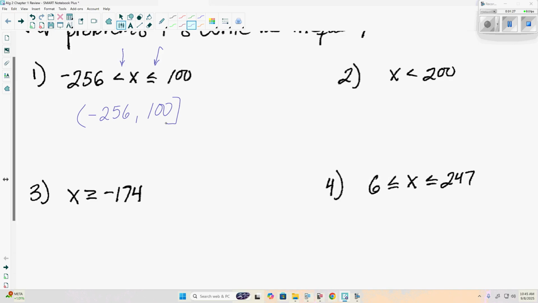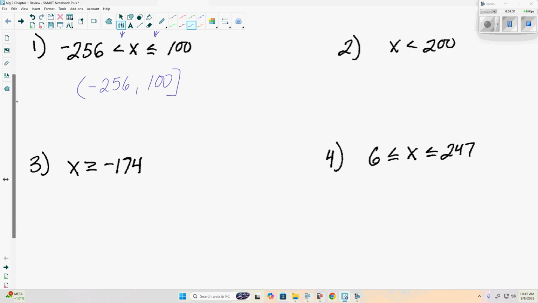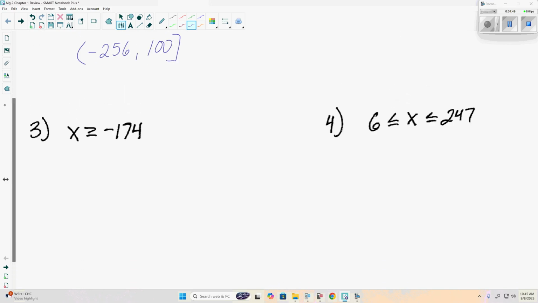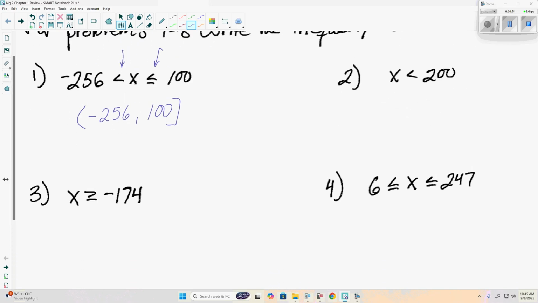And that is it. Now, especially when we went through the notes, we graphed this. We put it on a number line. You do not have to. We put it on a number line to be able to visually see it and help us there. So that's all we'd have to do for number 1. We just wrote it in interval notation. Any questions on 1 through 4? We feel good with 1 through 4?